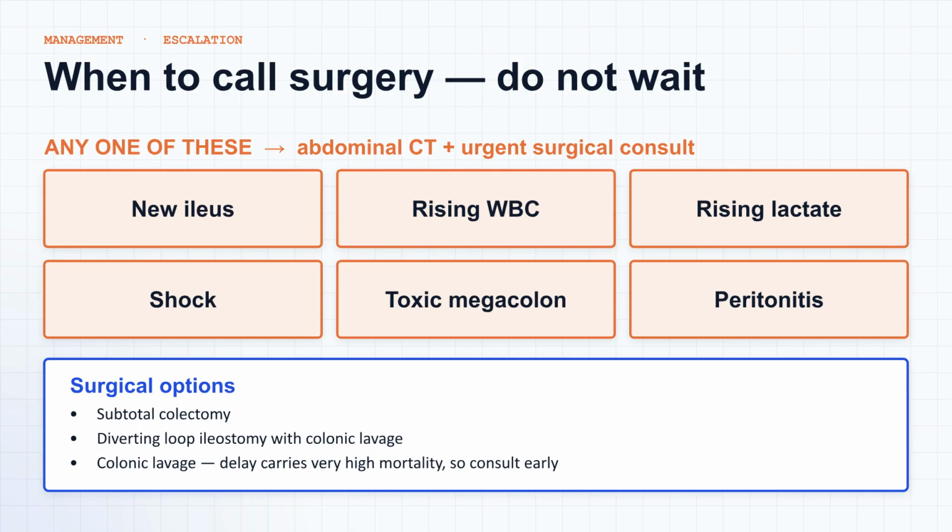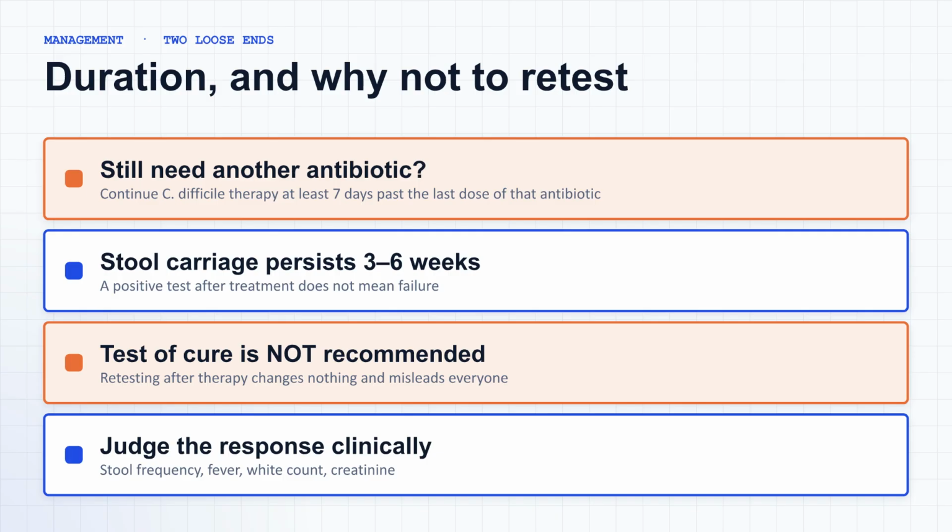Delayed surgery in fulminant disease carries very high mortality, so involve the surgeon early, and involve the intensive care team at the same time. These patients need volume, vasopressors, and close monitoring while the operative decision is being made. 2 loose ends. First, if the patient still needs antibiotics for another infection, continue the C. difficile therapy for at least 7 days after that other antibiotic stops. Do not end them on the same day. The colon needs a protected window to recover.